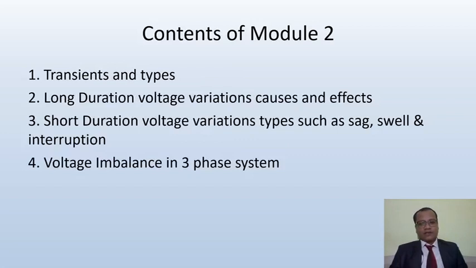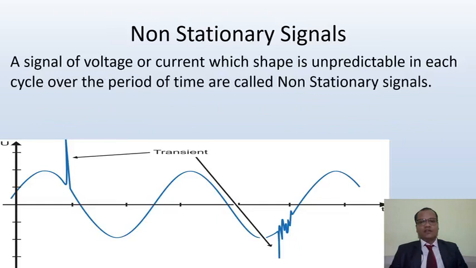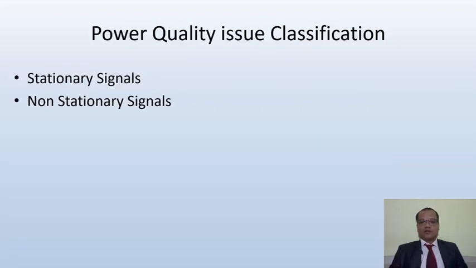So now in module 2, we are going to cover various types of transients, long duration voltage variation, its causes and effects, short duration voltage variation, its types such as sag, swell and interruption, and lastly we will cover voltage imbalance in the three-phase system. So let's go into the basic power quality classification.